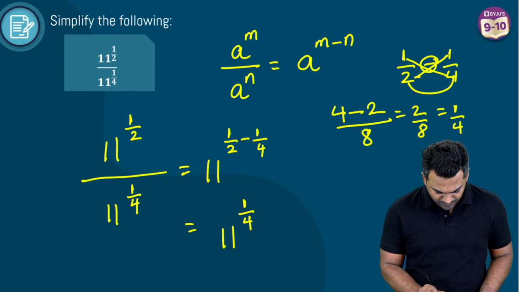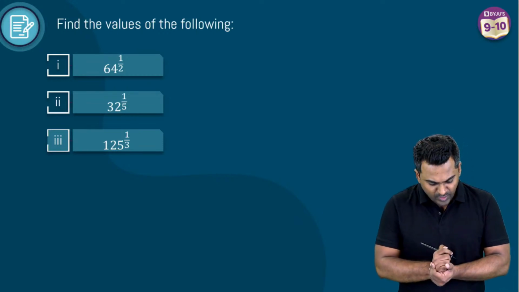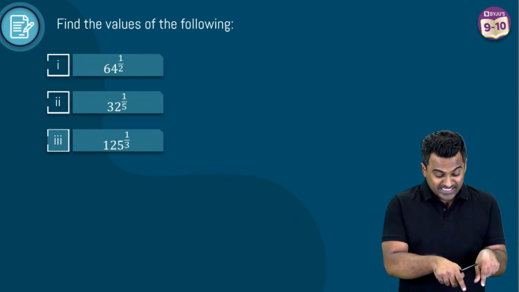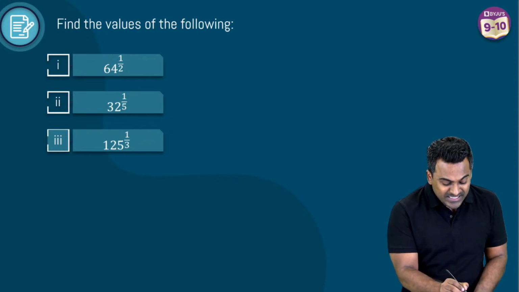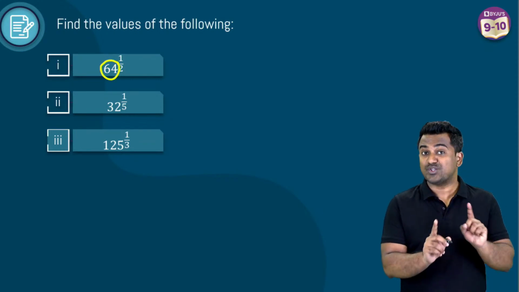I appreciate that. Next. Okay, so we got to figure out the values of these three now. As I said, this is the reason why I told you: the moment you see 64, something should recollect.